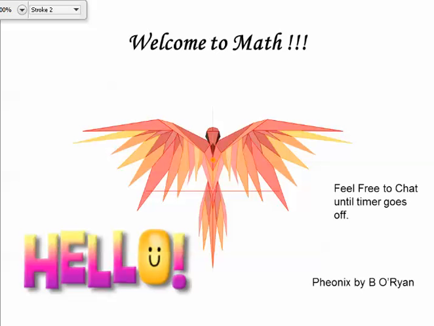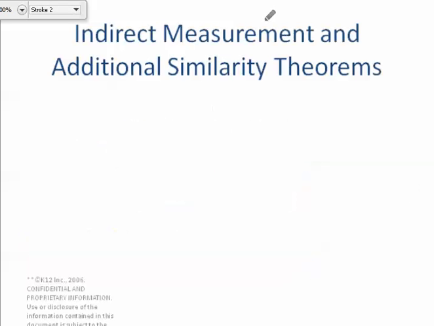Okay, this is Mr. Green again, and this is another in my series of geometry lessons. And I know you're getting tired of this unit, okay? And we've slept, and it's really making me upset that we have to go into another concept of this one. Indirect measurement, additional similarity theorems.